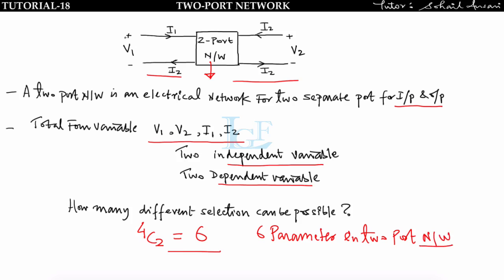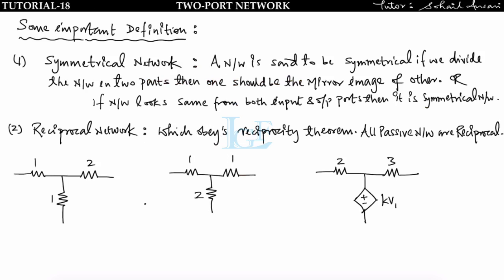Before starting two-port network, let us understand the concept of symmetrical network and reciprocal network. A network is said to be symmetrical if we divide the network into two parts and one is the mirror image of the other, or if the network looks the same from both input and output ports. Similarly, a network is said to be reciprocal if it obeys the reciprocity theorem, meaning the ratio of response to excitation remains the same when the input and output terminals are interchanged. I explained the reciprocity theorem in an earlier lecture.